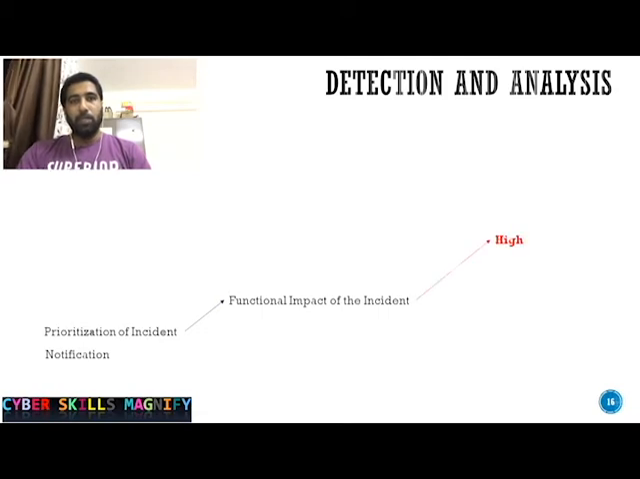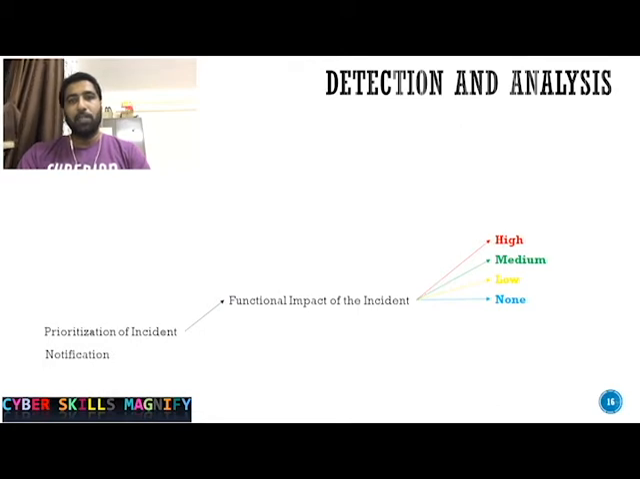These can be used. So none is no effect to the organization's ability to provide all services to the users. Low. This will have a minimum effect on the organization, which can still provide all critical services to all users but has lost efficiency. Medium. The organization has lost the ability to provide a critical service to a subset of system users. High. The organization is no longer able to provide some critical services to any of the users.